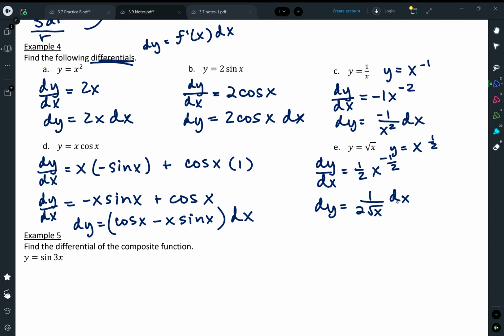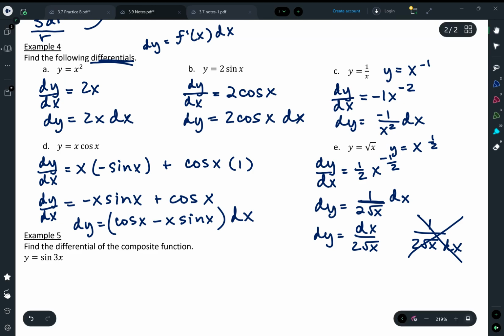Be really careful that your dx looks like it's kind of level with the fraction bar, or it could be on top, right? But it can't be in the denominator. That would not be correct. So be really careful about that. So having the dx here level with the fraction bar or on top is not the same thing as having 1 over 2 root x dx. Like that's not accurate. So be really careful about your placement on that.